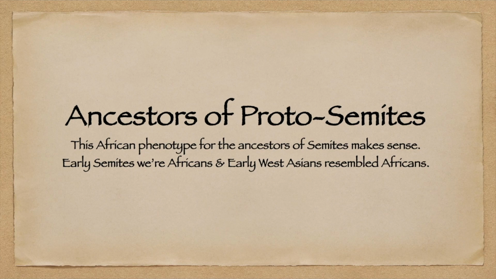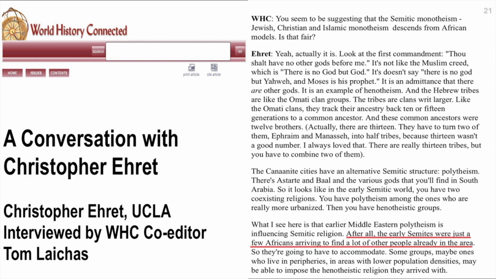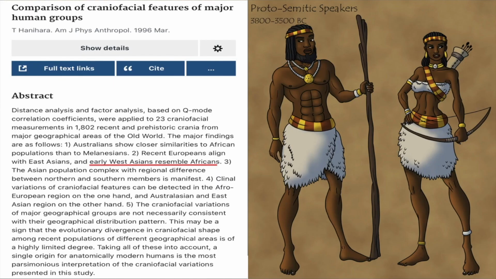Now, this African phenotype for the ancestors of Semites makes sense. Early Semites were Africans, and early West Asians resembled Africans. This is something we have to keep in mind. Remember what Christopher Ehret said: after all, the early Semites were just a few Africans arriving to find a lot of other people already in the area. And this paper right here says that early West Asians resemble Africans, and that's from a comparison of craniofacial features of major human groups.